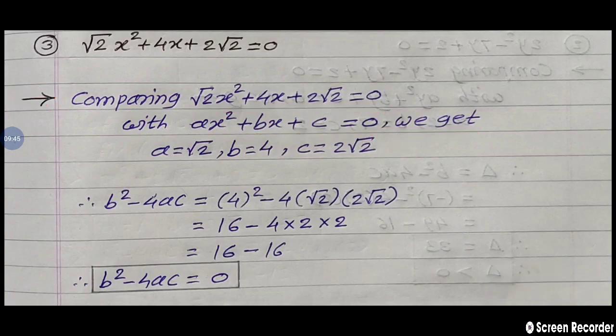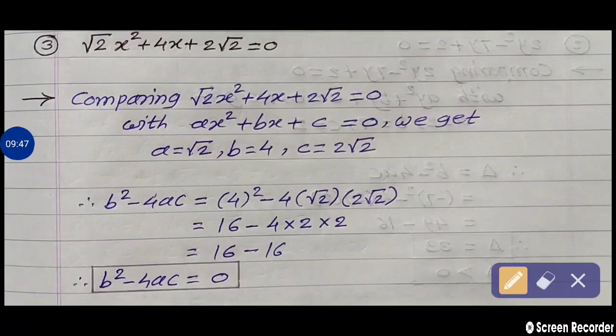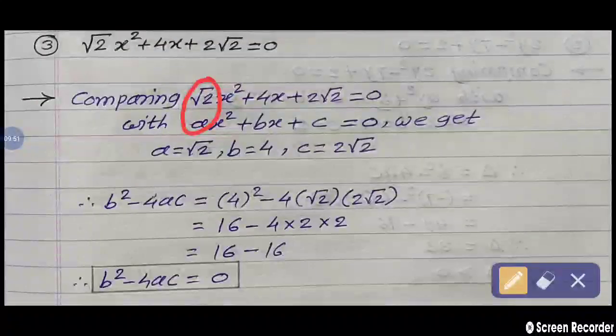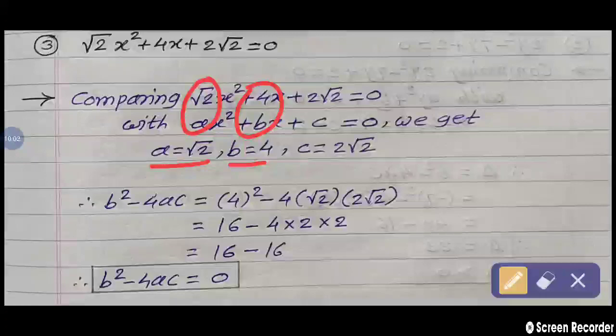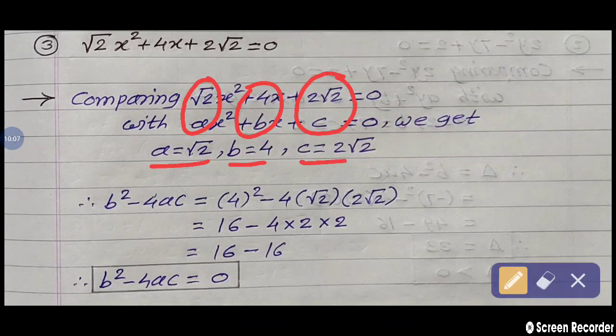Now see again. The value of a is root 2, that is the coefficient of x square, so a is equal to root 2. The coefficient of x is the value of b, so the value of b is plus 4. And the last one, positive sign. So what is the value of c? 2 root 2. All of you understood how to find out the values of a, b, c?